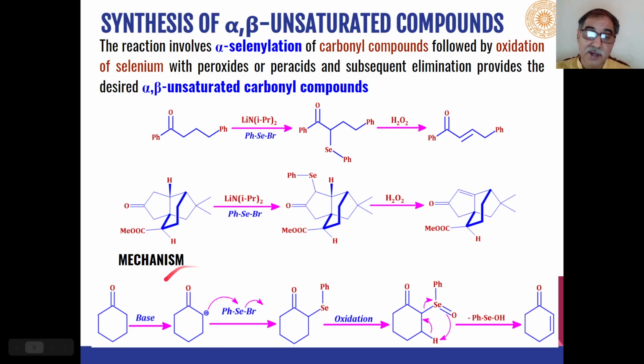So the mechanism of this reaction is that the carbonyl compound reacts with a strong base like lithium diisopropylamide, and a carbanion will be generated at the alpha carbon, as I have told. And then this will act as a nucleophile and attack phenyl selenium bromide, and bromide will be removed and alpha selenation of the carbonyl compound will take place. And then on oxidation this will give us phenyl selenium oxide at this position, followed by removal of this proton by this oxygen, and a carbon-carbon double bond will be created like this with the elimination of the selenium compound to give us alpha beta unsaturated ketones.